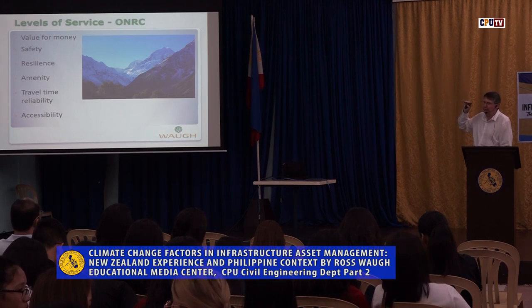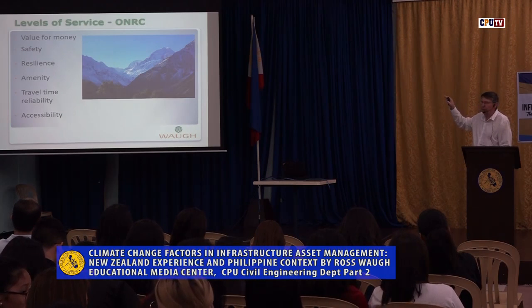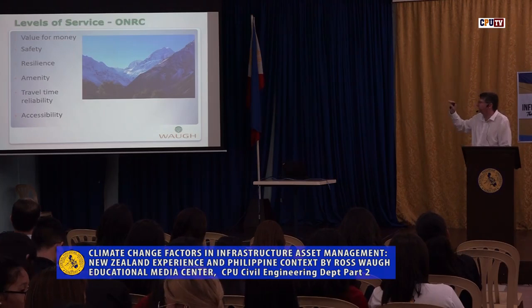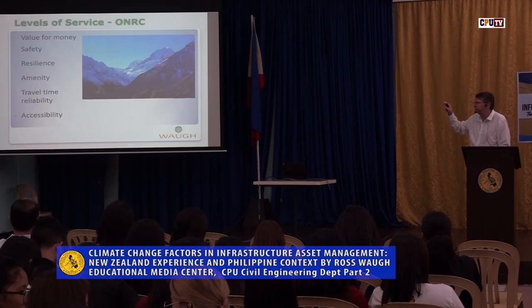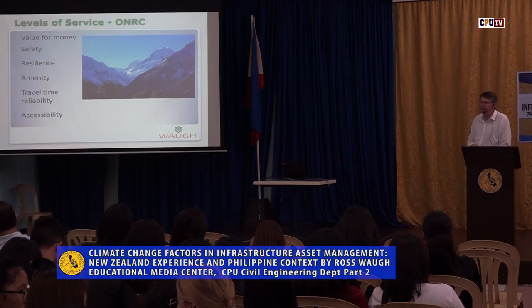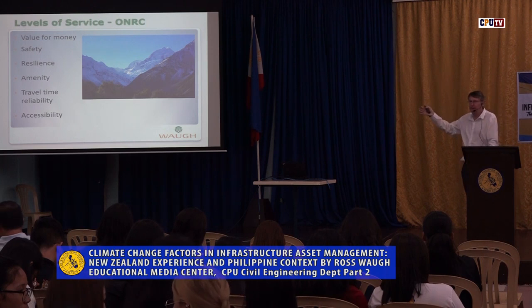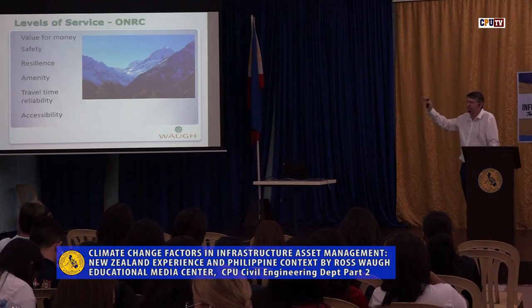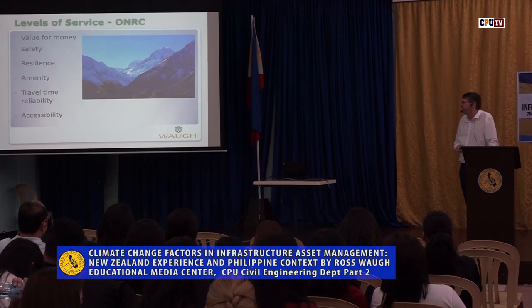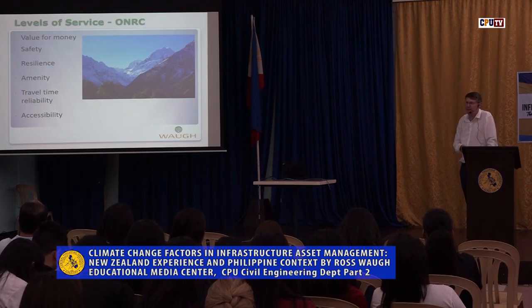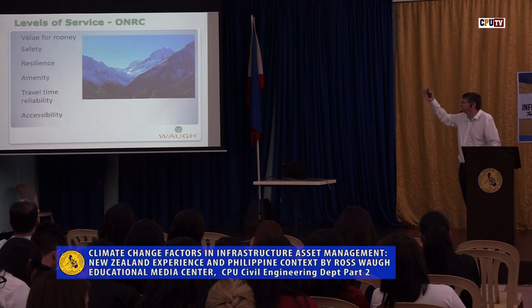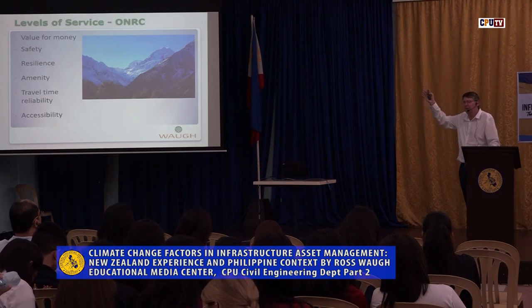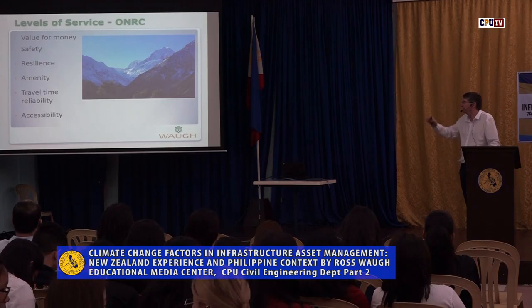But with our One Network Road Classification, our national transport levels of service, the criteria are that the roads must be good value for money, that they must be safe, and they must be resilient to calamities and earthquakes and things like that. The amenity is about the usability of them. Travel time reliability is a criteria, and that people can have access. We have lots of sub-levels of service under those, but they are the main headings.